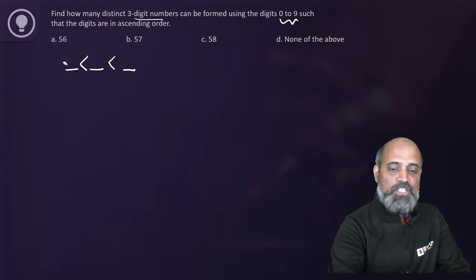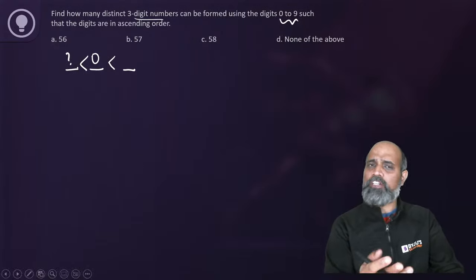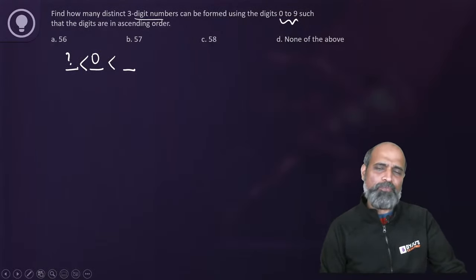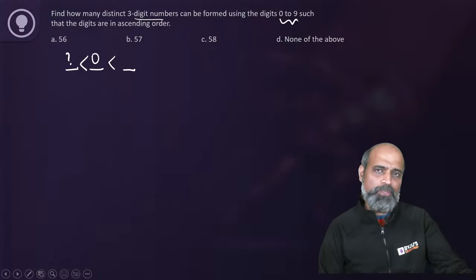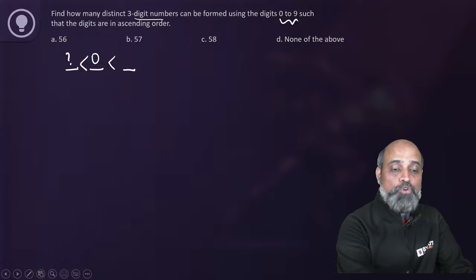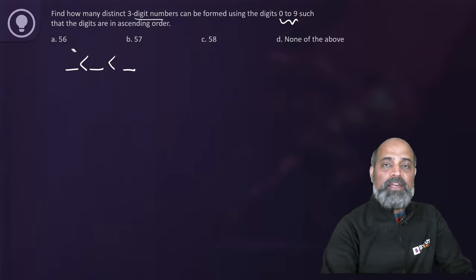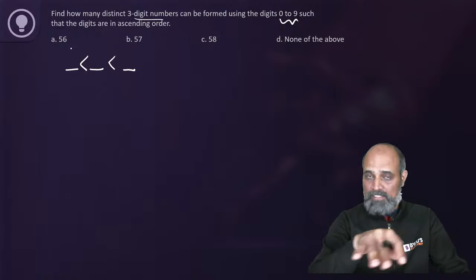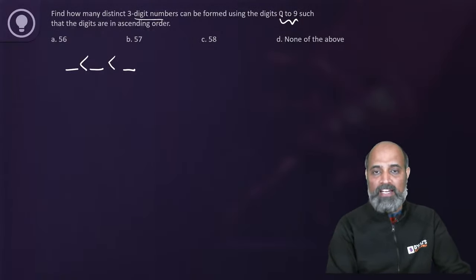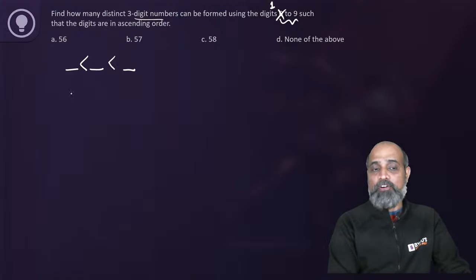Can I have 0 here? No. If 0 is here, then which digit do we have at the leftmost position? Which number is smaller than 0? Not among the ones given to us. So no matter what you do, 0 will be nowhere in such a 3-digit number in ascending order. So actually the question changes to 1 to 9. Now we have these 9 digits.